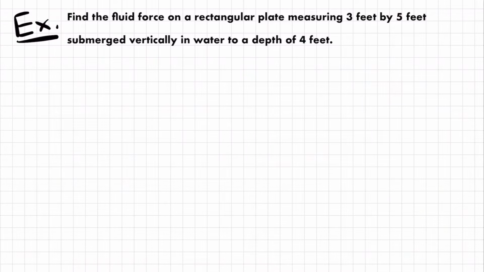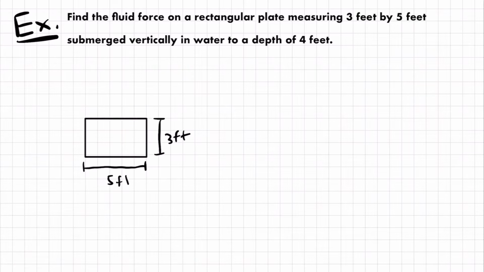All right, and so the first thing that I recommend that you do for fluid force problems where you have a vertically submerged surface is draw a picture. This is going to really help you set up your definite integral. And so we know we have a rectangular plate measuring 3 feet by 5 feet. And so I'll draw our plate here. This rectangle will represent our plate. Its dimensions are 3 feet by 5 feet, so I'll label that.